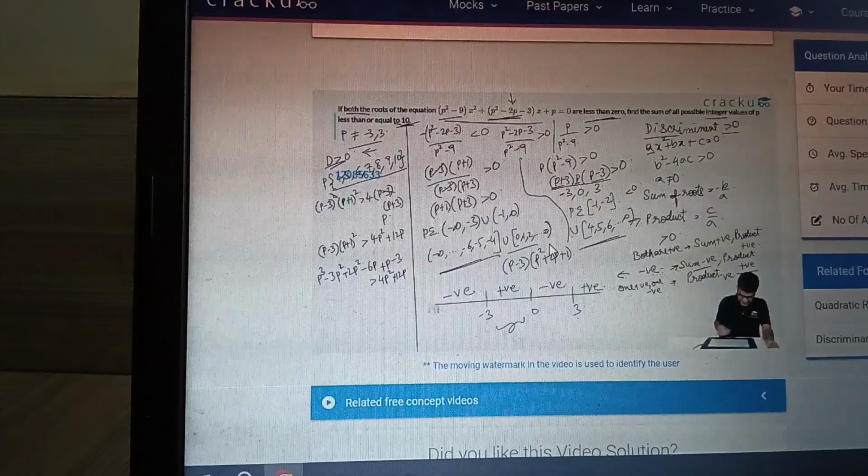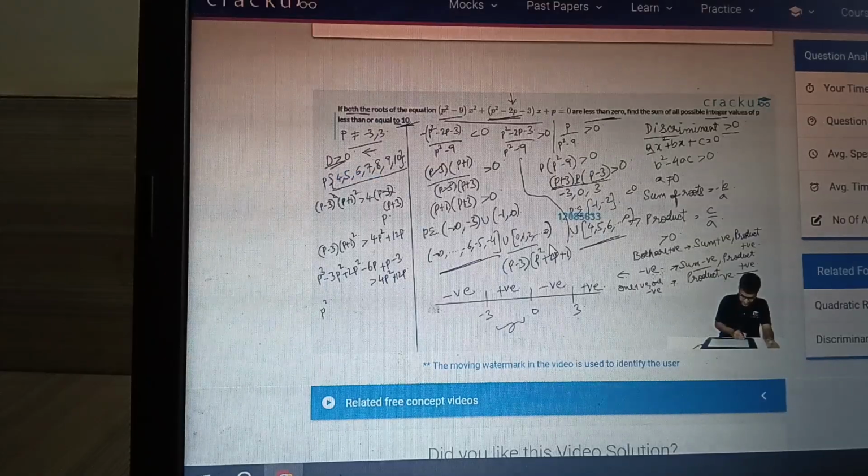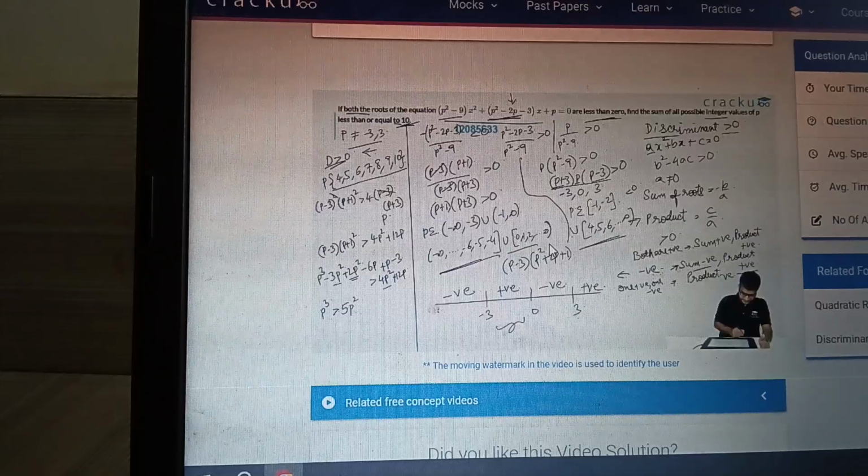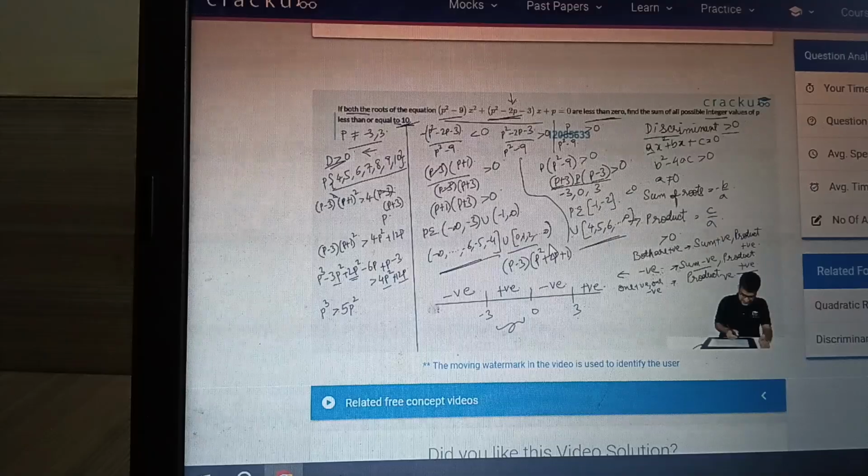Or if you are simplifying this, this is going to equal p cube has to be greater than, if you are bringing all the remaining terms to the right hand side, 4p square minus 2p square plus 3p square will be 5p square plus 12p plus 6p, 18p minus p will be 17p plus 3.